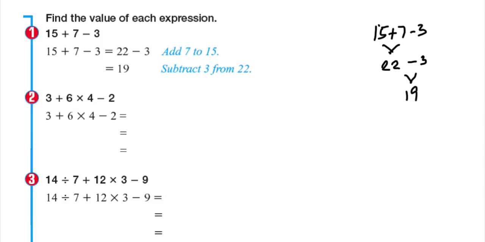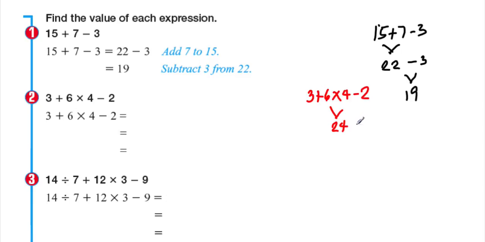In the next problem, you have 3 plus 6 times 4 minus 2. First things first, copy this in your notebook. That's a good habit. 3 plus 6 times 4 minus 2. The order of operations states that multiplication and division have higher priority than addition or subtraction. So you multiply 6 times 4 first. That's 24.